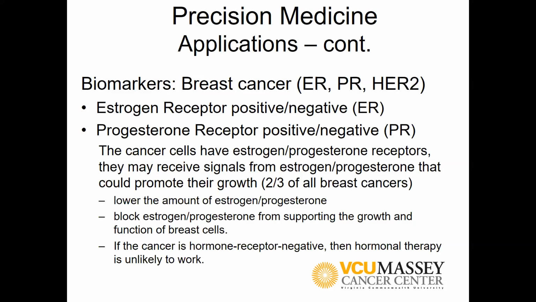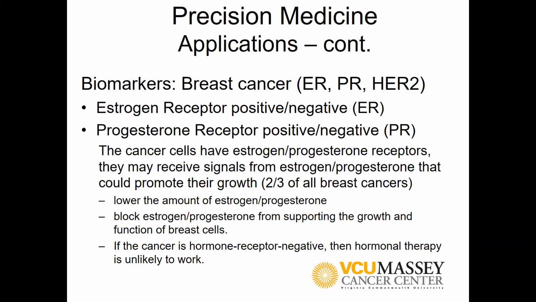And PR is a progesterone receptor, positive or negative. What happens is the cancer cells themselves have these receptors, estrogen or progesterone receptors. So if the cancer cells have these receptors, then we might be able to send some signals to these cancer cells through these receptors that can affect their growth.